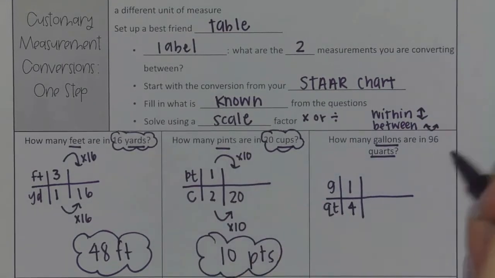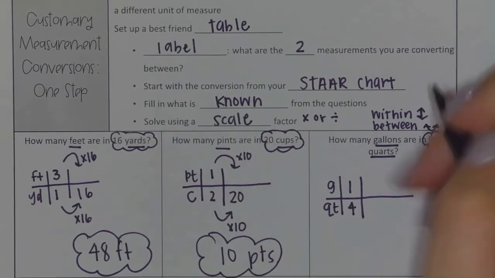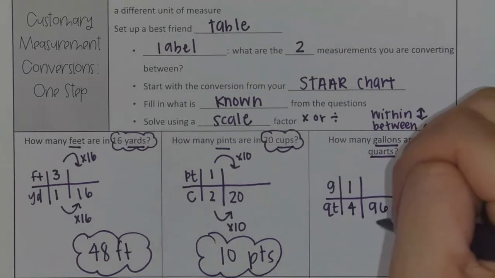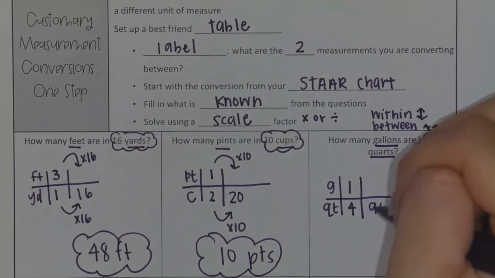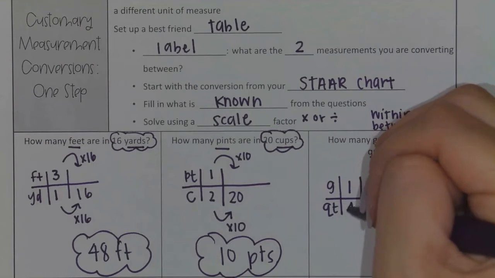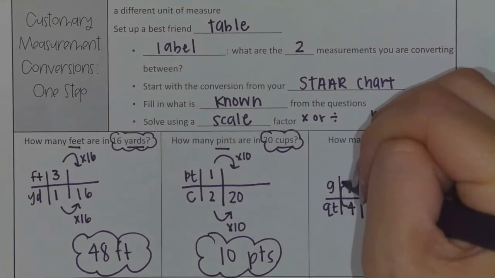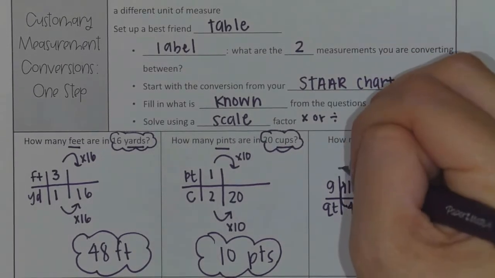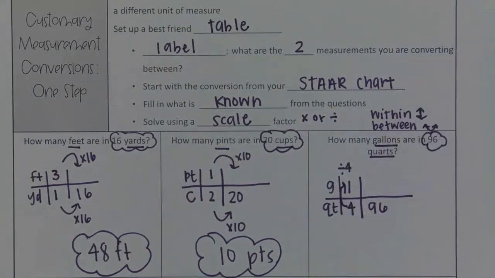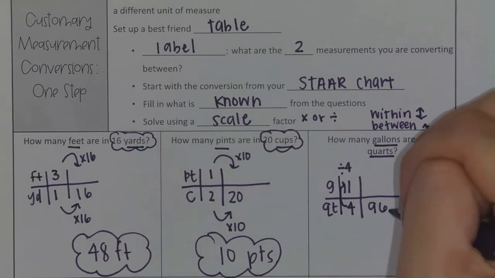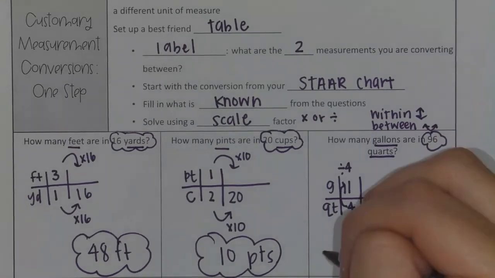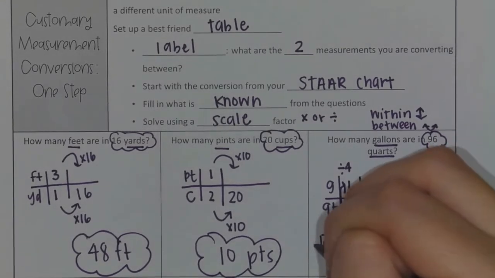What I know from my question is that I'm looking for 96 quarts, so I'm going to put a 96 in the quarts. Now this one, I don't really know what the scale factor from 4 to 96 is off the top of my head, so I'm going to show you what it looks like when we go within. So to go from 4 to 1, I would have to do 4 divided by 4 to get 1. Whatever I do to the left, I also have to do on the right. So this would be 96 divided by 4.